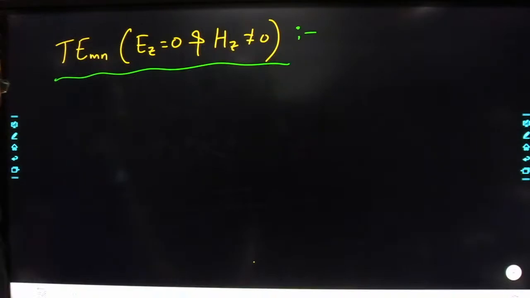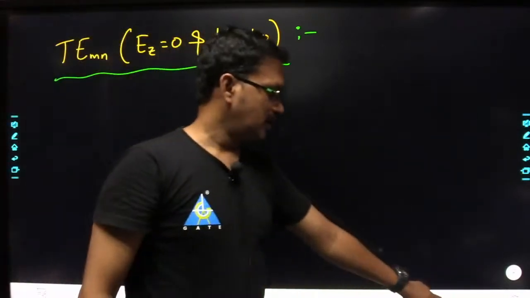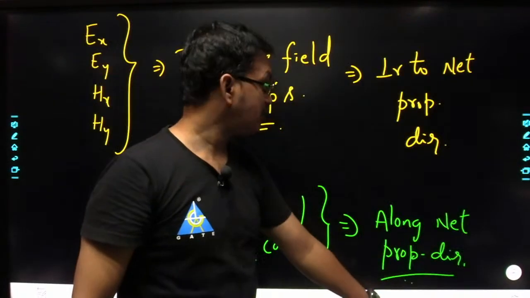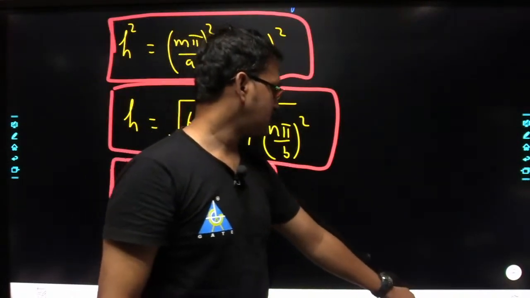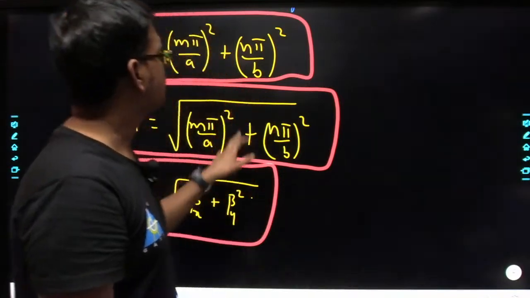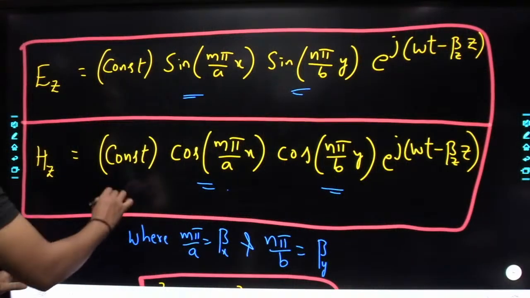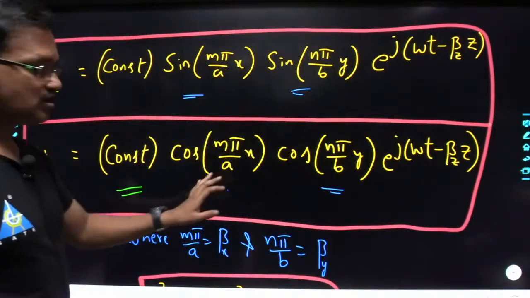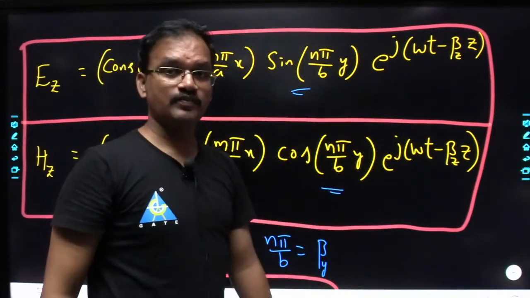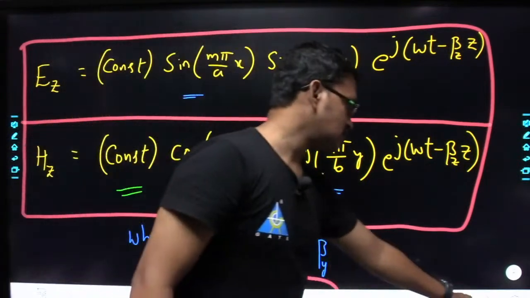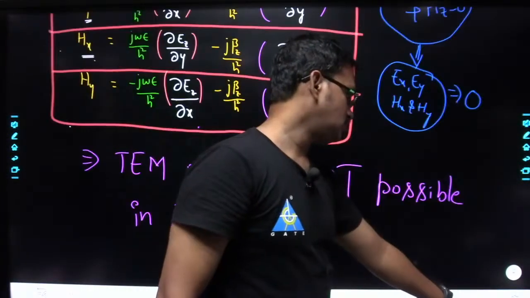Hz. Yes or no? Have we already determined how this Hz component is going to look inside the waveguide? I have already told you. So Hz is nothing but some constant multiplied by cos of m pi by a into x, into cos of n pi by b into y, into e power j of this term. Okay, so that's how Hz is going to look.